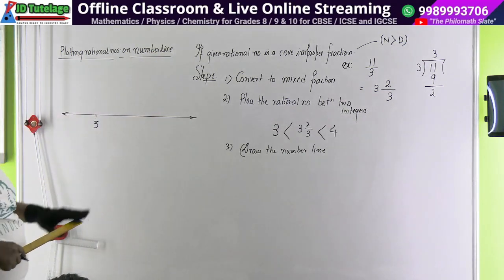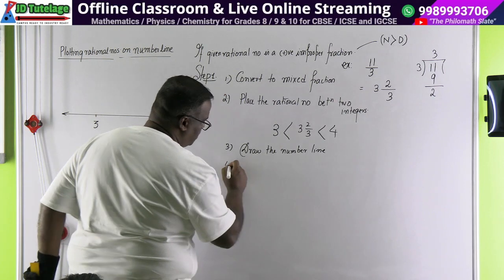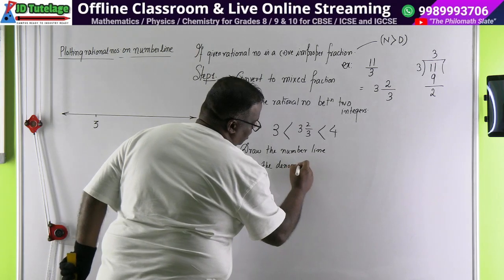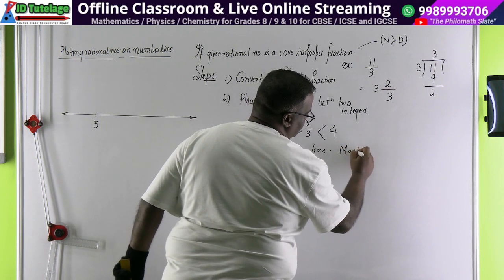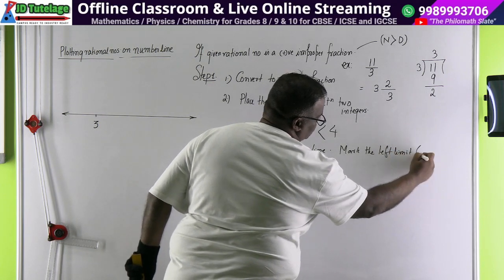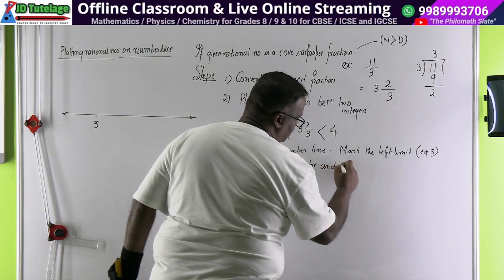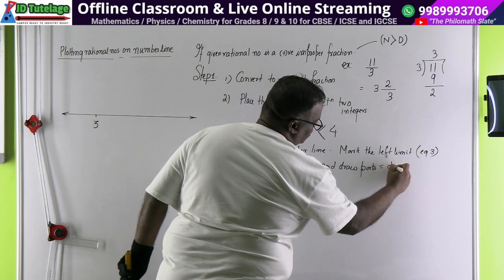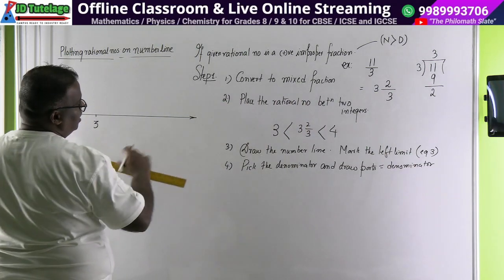So this is your 3. Then make the next number 4. Draw the number line. Fourth step is pick the denominator, draw the number line, mark the left limit, which in the example is our 3. Pick the denominator and draw parts equal to the denominator. Now look at me, what is the denominator?